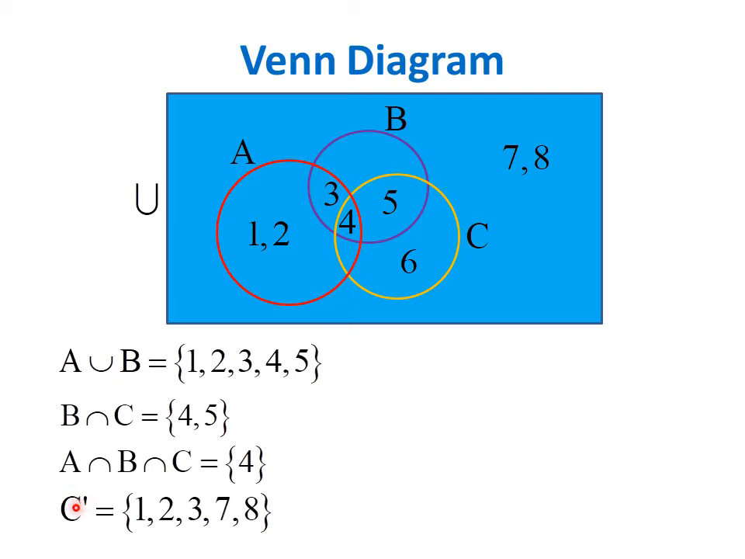Lastly, how do we get the complement of set C? Set C is the yellow circle. So the complement of set C consists of all the elements or all the numbers inside the universal set but outside set C, because the complement of set C does not belong to set C. So what do we have? 1, 2, 3, they are outside set C. But 4, 5, 6 are not included in the complement because they belong to set C. Then we have 7 and 8. Therefore, the complement of set C is the set of 1, 2, 3, 7, 8.